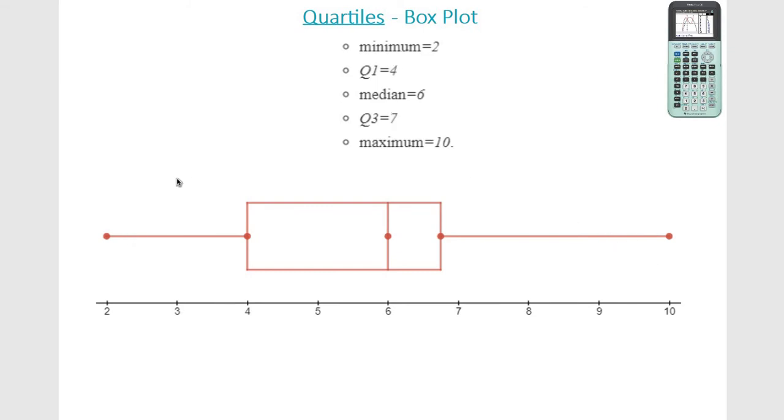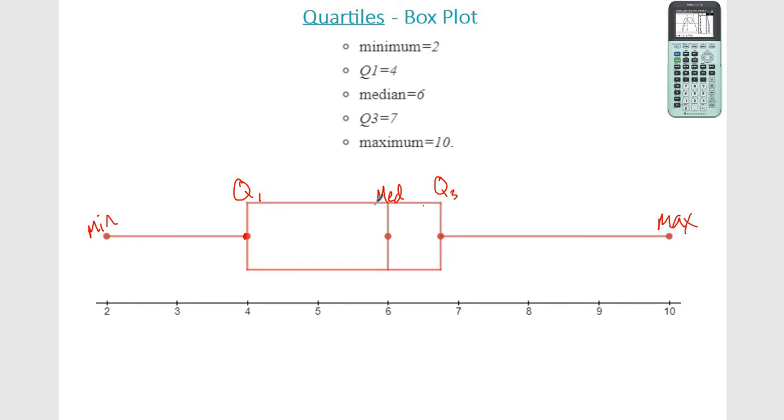Okay. We have the minimum is the spot over here. The maximum is over here. Q1 is this spot, this dot. Oh, I'm sorry, Q1. And Q3 is this spot. And then this middle, this line here, is the median.